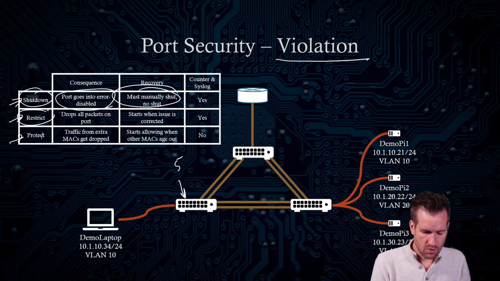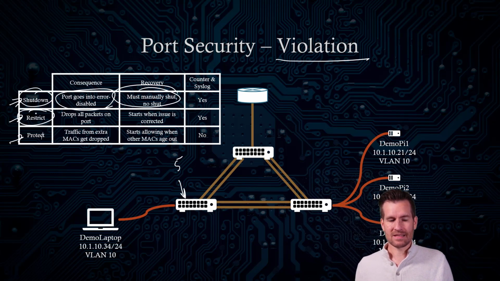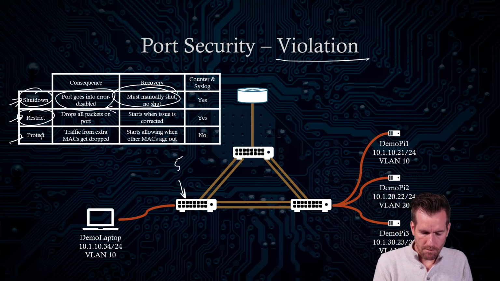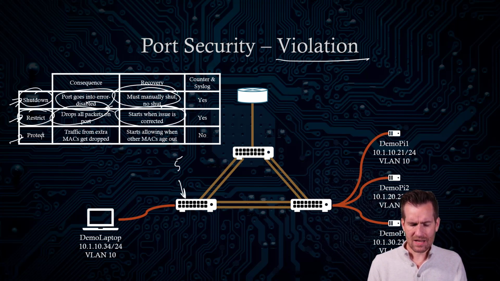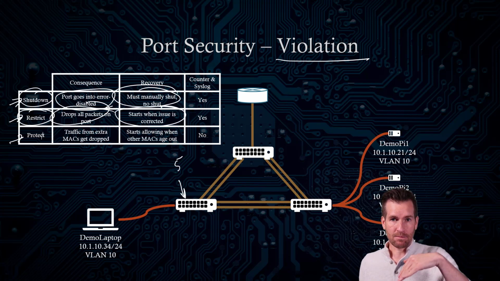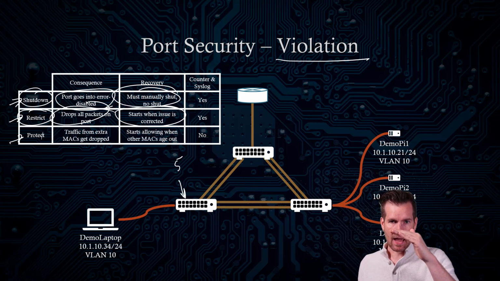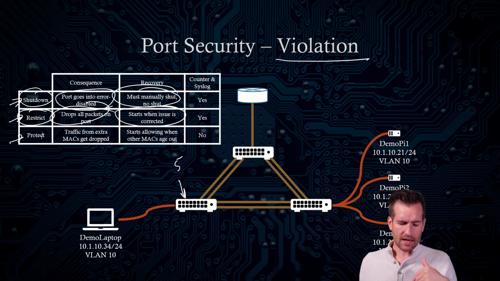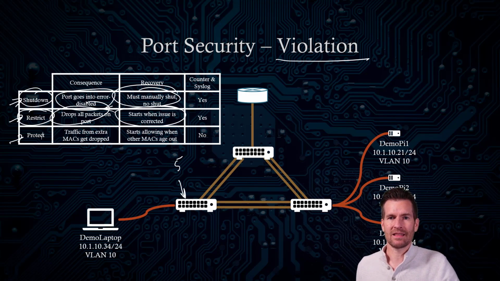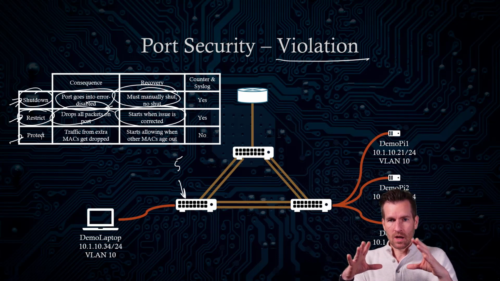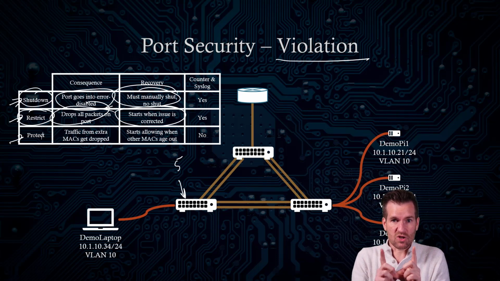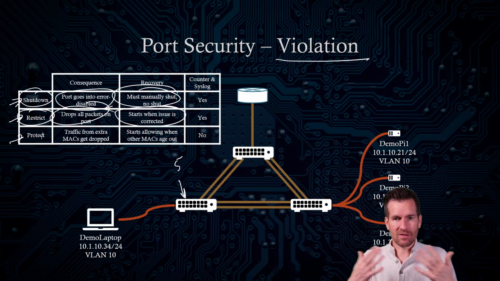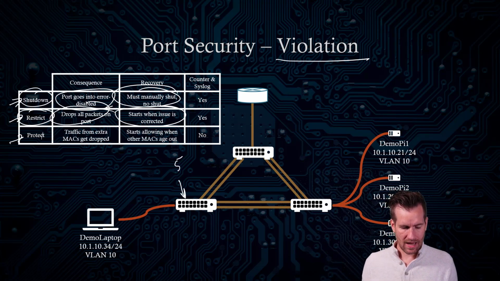Then we have the restrict. The restrict means that all packets are going to get dropped on that port, but what happens is as soon as it gets back into the 5 range and there's only 5 MAC addresses on that port, then it will start operating again. So there's a faster recovery with this, because as soon as you get back into the realm in which you're supposed to be at, now all those devices can communicate again.